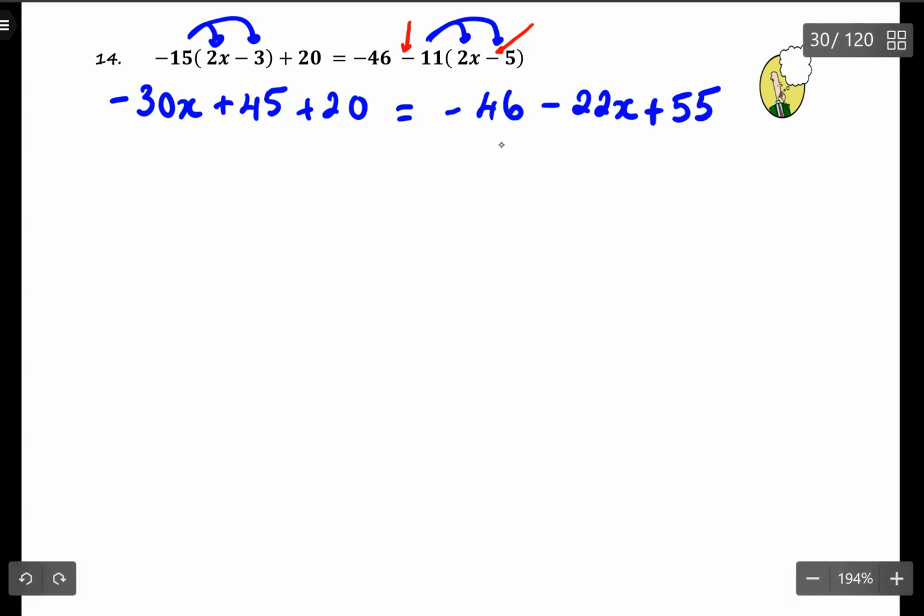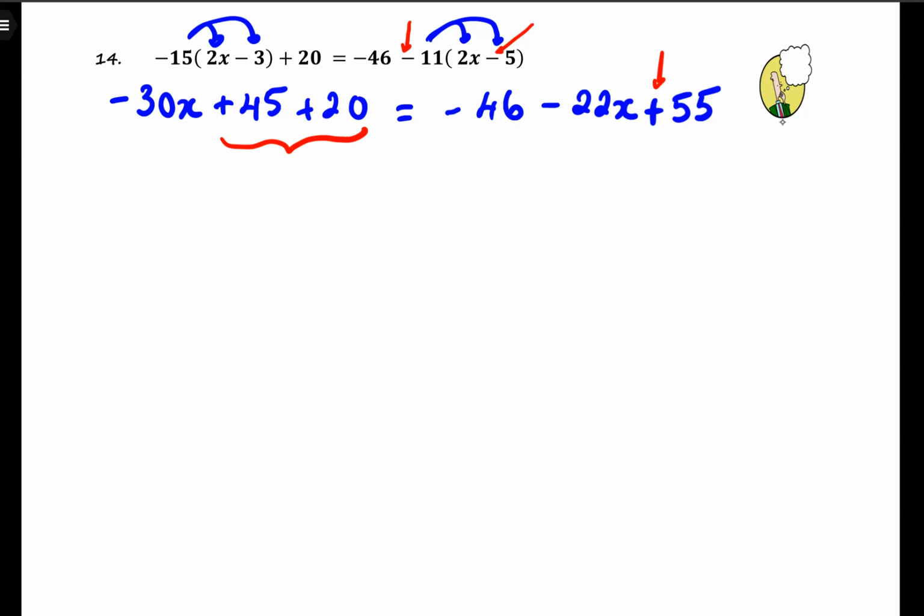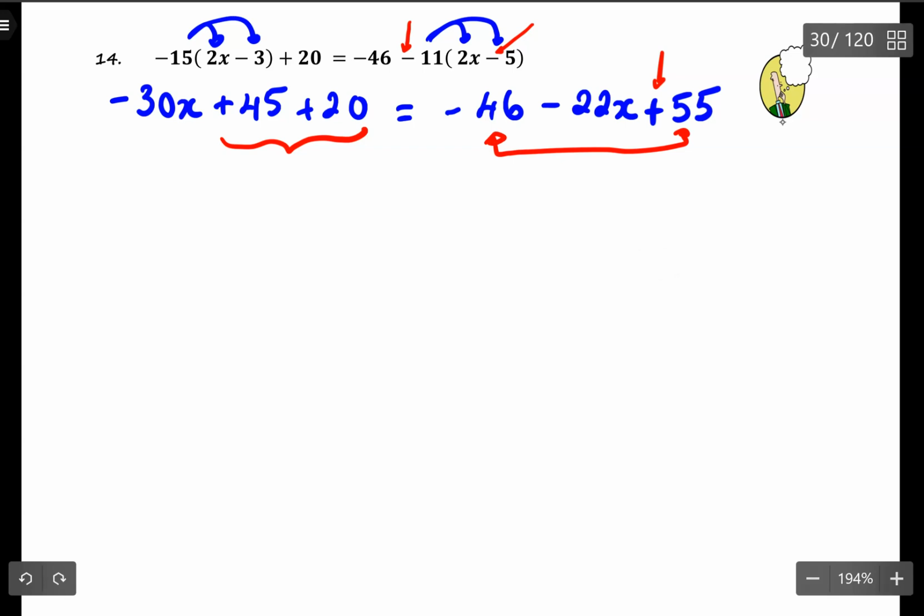Okay, so pay attention to this, everyone, because this is a common mistake. It's so easy, sometimes, to forget that it's a negative here. Negative 11 multiplied with a negative 5. Okay, so now you can simplify both sides of the equation to see what operations you can perform. So I know that on the left-hand side, I can add 45 with 20. And on the right-hand side, I can add these two numbers as well.